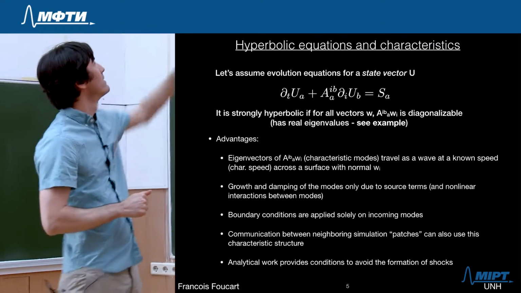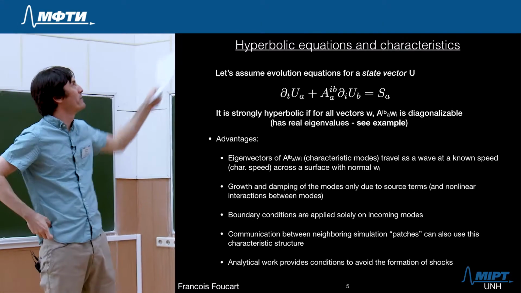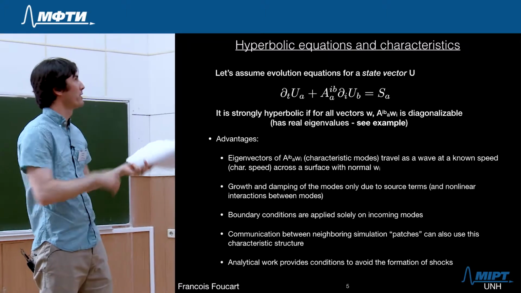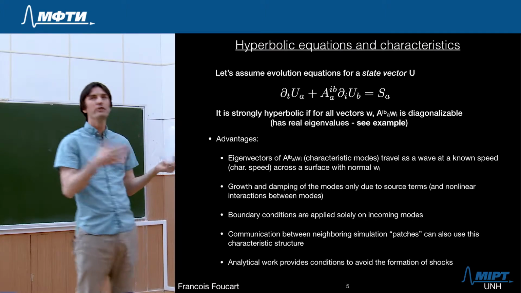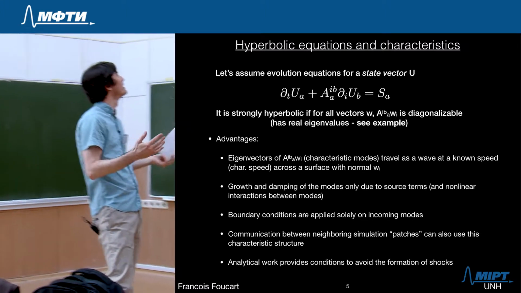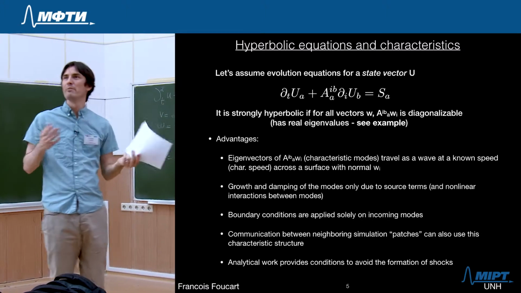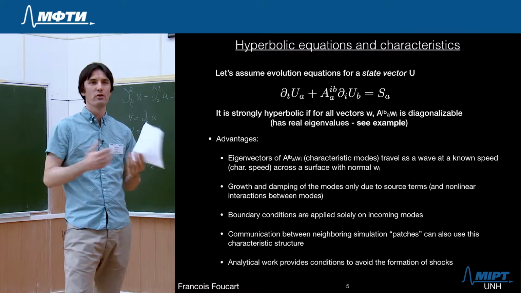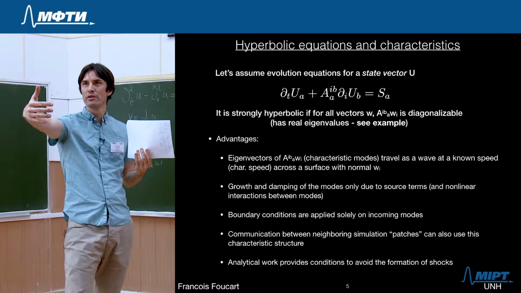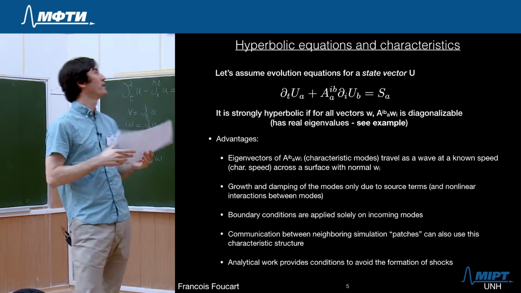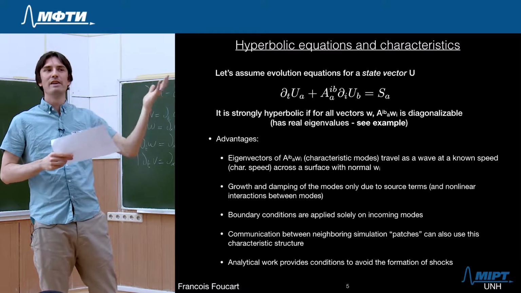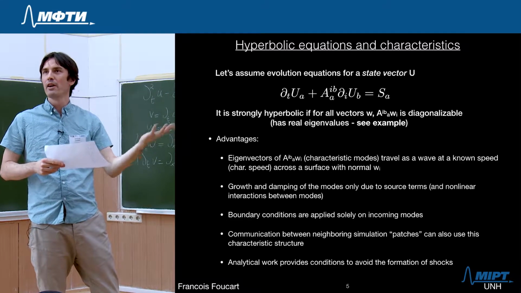We know that the eigenvectors of that matrix, which we call the characteristic modes, are going to travel as a wave at a known speed, and that speed is real. Now, it's a real number. It means that locally, at least, there is no growth or damping of those modes. So it also evolves in a stable manner through your simulation. If there was an imaginary component, that would lead to growth or damping of the mode.